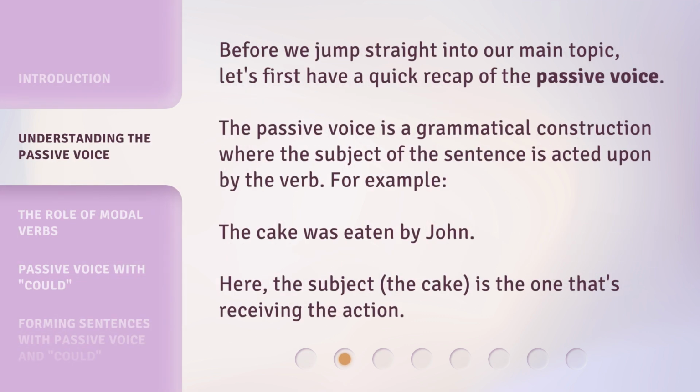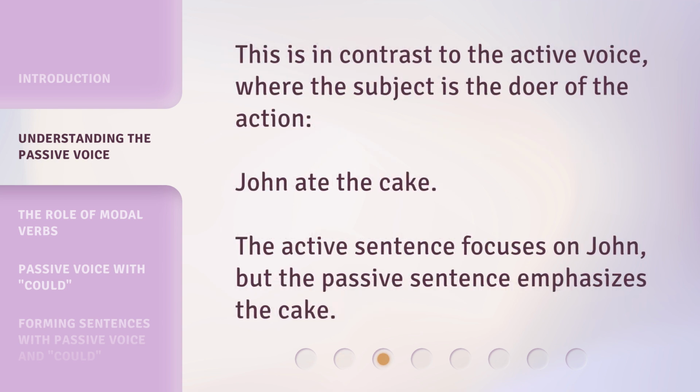Before we jump straight into our main topic, let's first have a quick recap of the passive voice. The passive voice is a grammatical construction where the subject of the sentence is acted upon by the verb. For example, the cake was eaten by John. Here, the subject, the cake, is the one that's receiving the action. This is in contrast to the active voice, where the subject is the doer of the action. John ate the cake. The active sentence focuses on John, but the passive sentence emphasizes the cake.